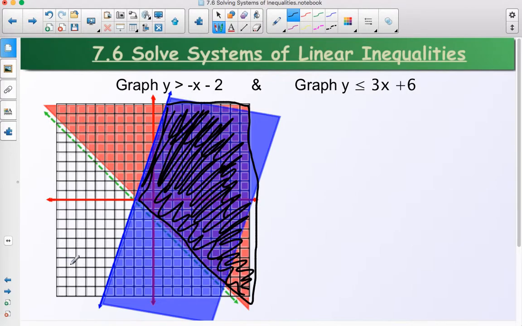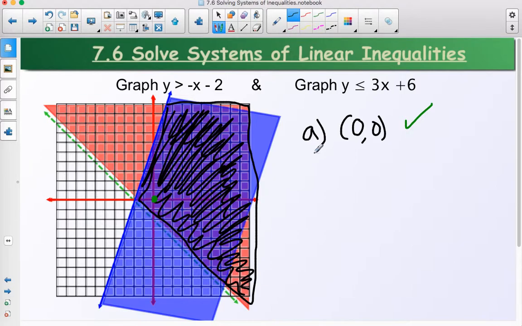Okay, now we're going to test some of the points, just like they say in the notes. It asks, which of the following are solutions to both, and it gives us some options. Is 0, 0 going to make both of the inequalities true statements? It will, because 0, 0 is in both shaded regions. If I come in right here, 0, 0 is right there. That is going to work.